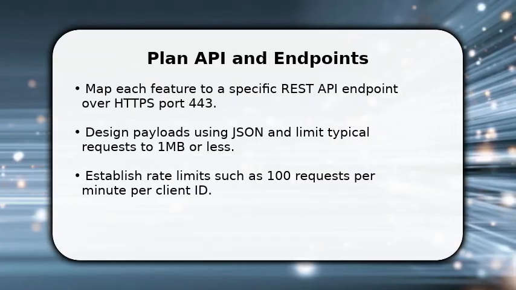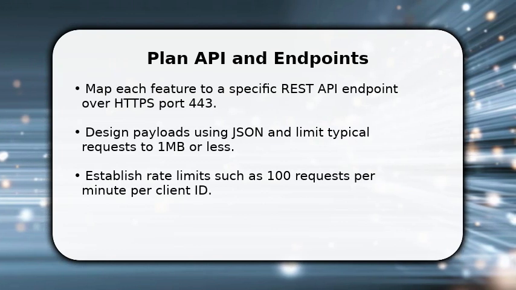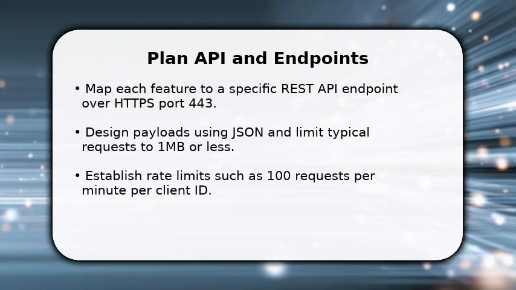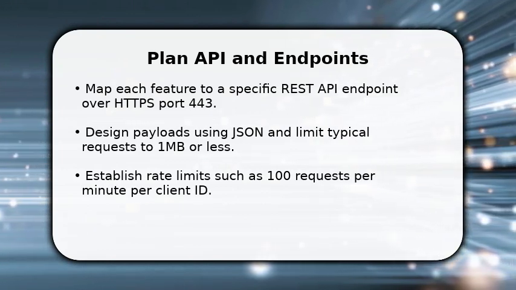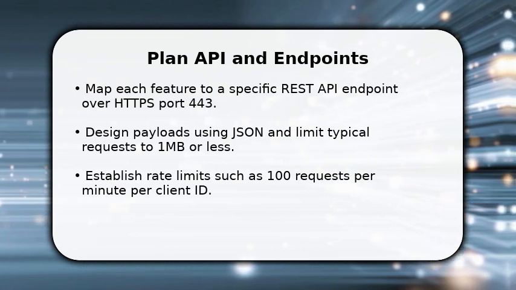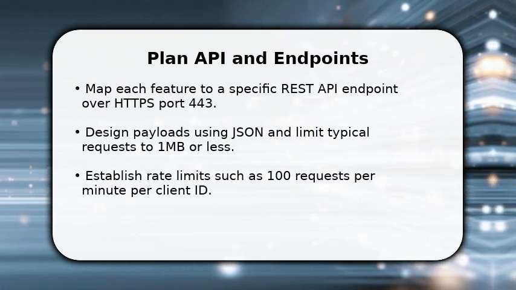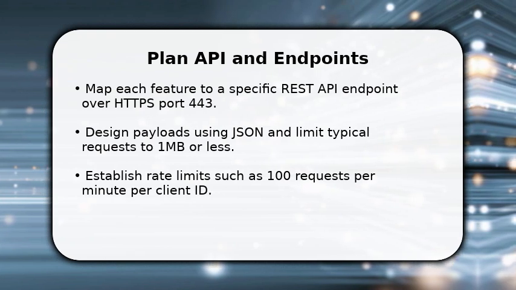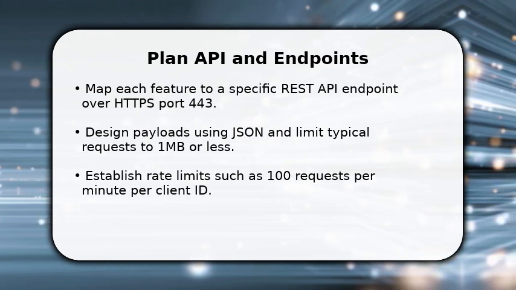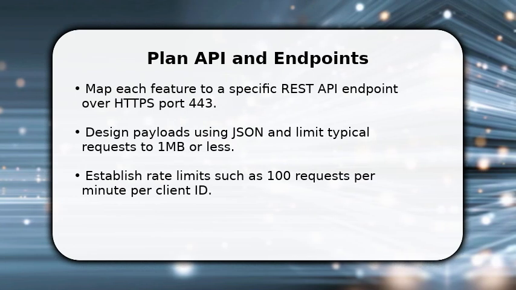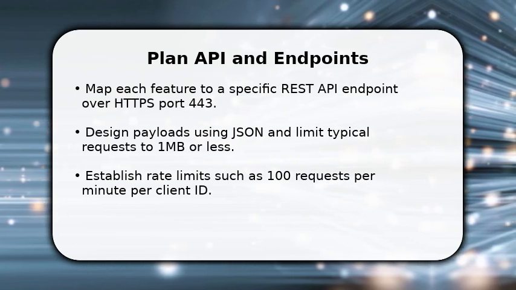Start by defining the app features that require website connectivity. Map each feature to a specific REST API endpoint over HTTPS port 443. Design payloads using JSON and limit typical requests to 1 MB or less. Specify methods like GET, POST, PUT, DELETE, and expected response codes.